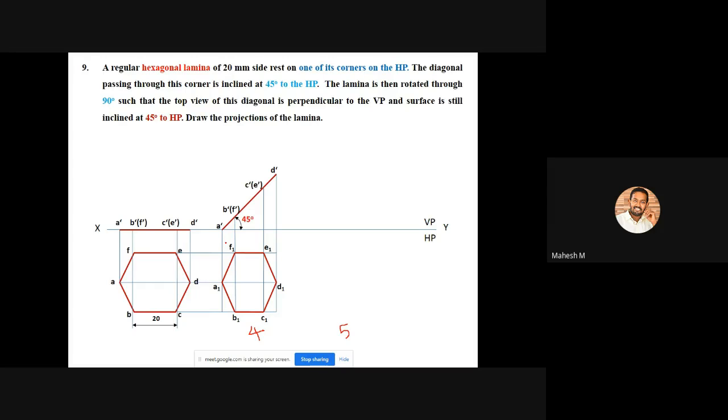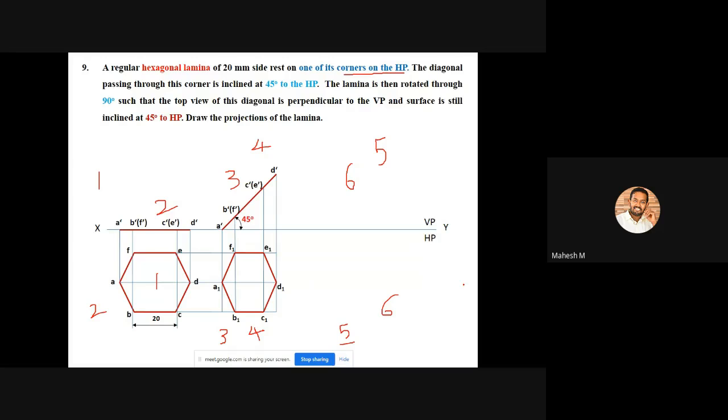So if it is an inclined problem, if the problem is a corner on HP, normally you will create the first diagram in this place and the second diagram in this place, the third diagram here and the fourth diagram here, and the fifth one is here and the sixth one will be here. Okay, so if it is a corner on VP, normally you will create the first diagram exactly here, the second diagram here, the third diagram here, the fourth diagram here, and finally the fifth, and this one will be the sixth. So you have to reverse the procedure.